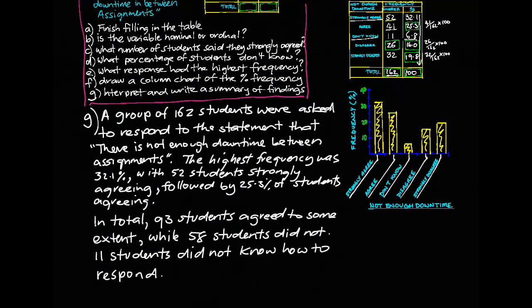So this final part here is just a good little summary to add. To get 93 students, I've just added these two values together, 52 plus 41. And then to get 58, the disagree and strongly disagree numbers, I've added 26 plus 32. And then don't know, 11 is the remainder. So that's answered all the questions for the complex familiar.